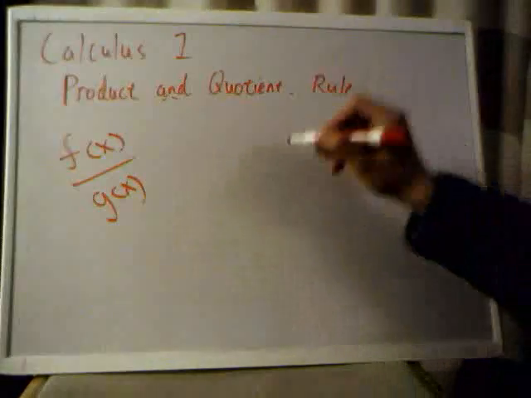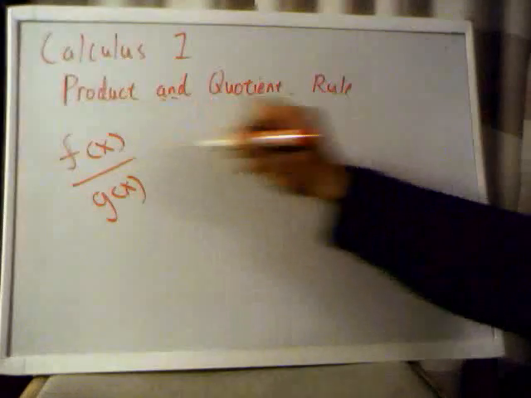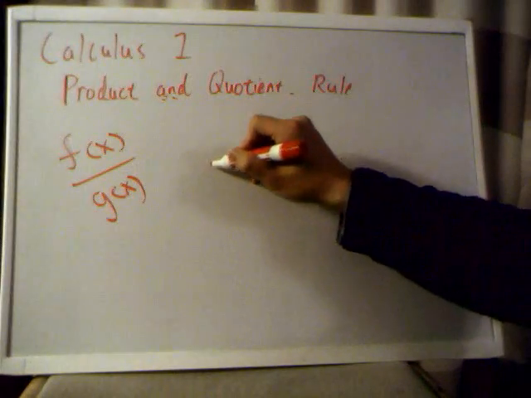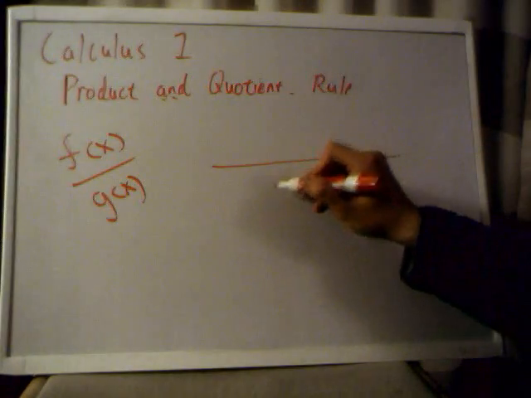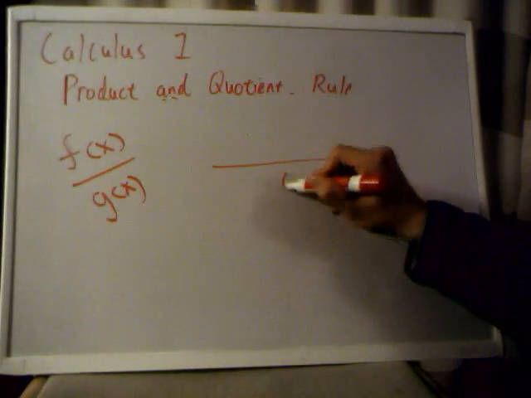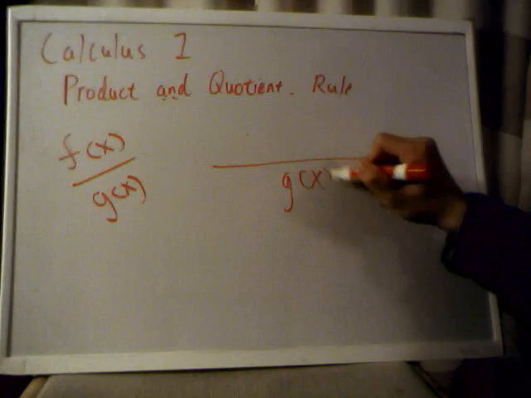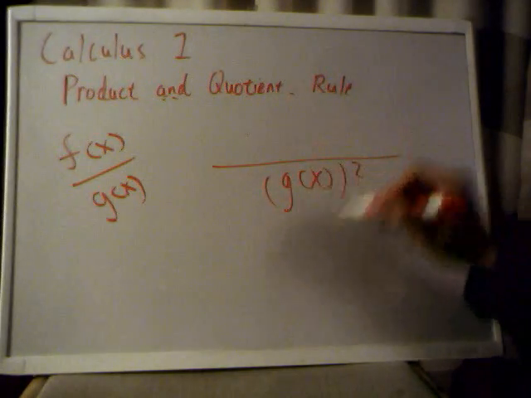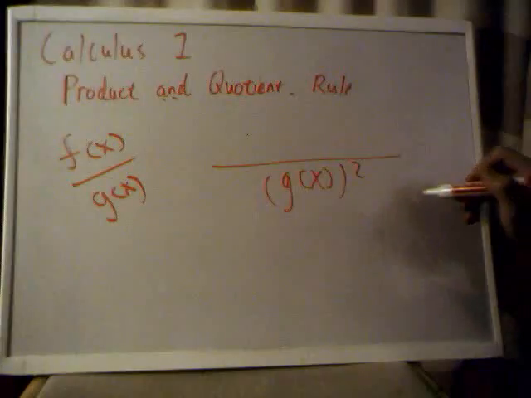And it's a bit more involved than product rule, but it's not that hard either. You just need to remember this equation. You need to remember the numerator and the denominator part. The denominator part is easy. It's just the bottom function squared. Just the bottom function, not the derivative, just the bottom function itself.